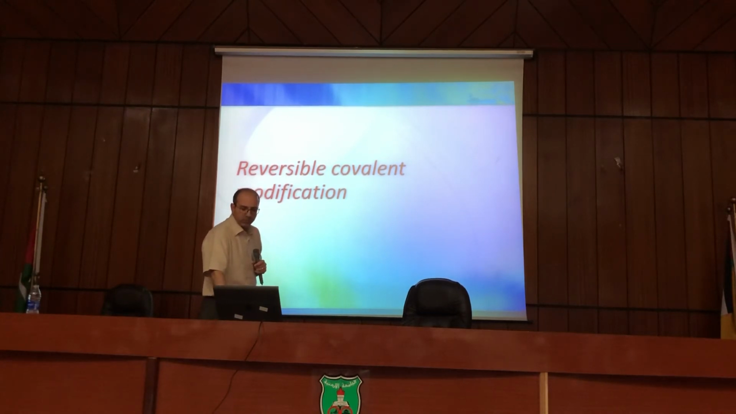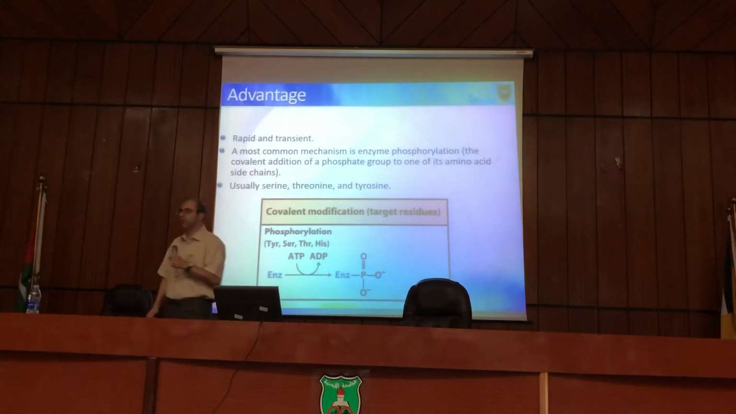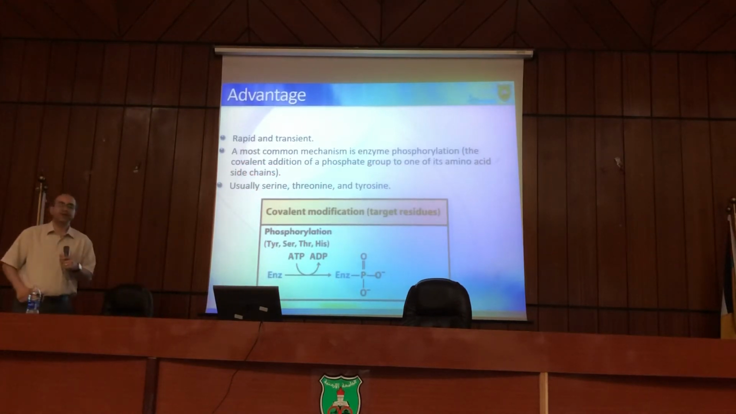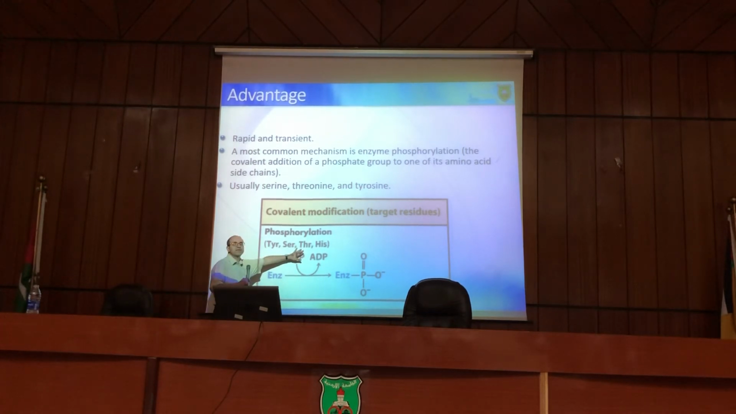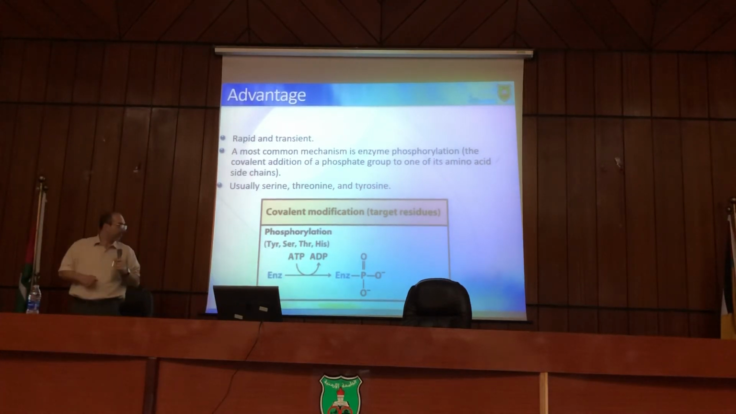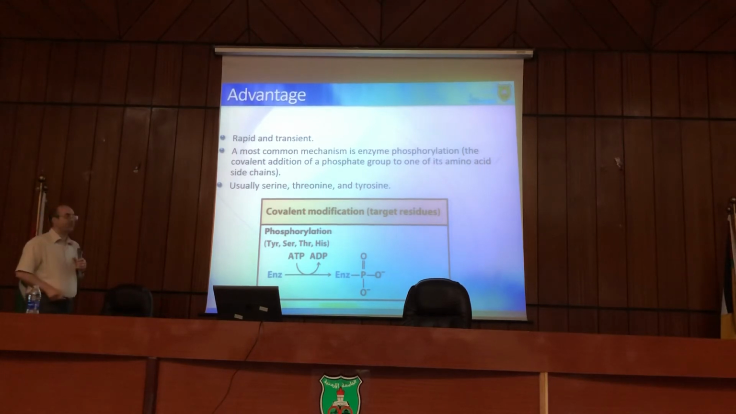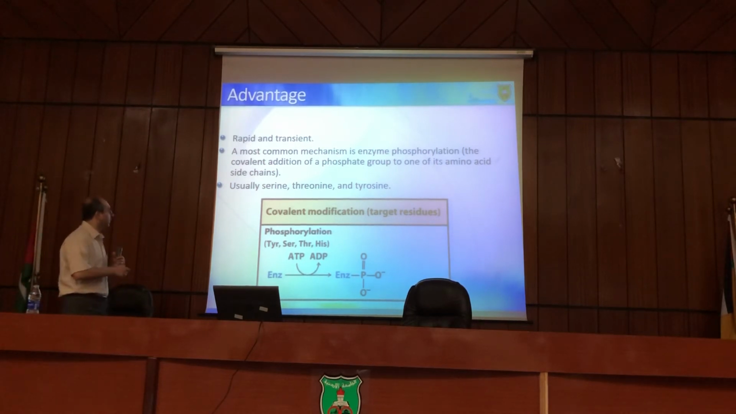Another mechanism of regulation of enzymes is covalently modifying enzymes. One of the most famous mechanisms of regulating enzymes is a process known as phosphorylation, that is, addition of a phosphate group to enzymes. These phosphate groups are usually added to these 3 amino acids: tyrosine, serine, and threonine. Forget about histidine. These 3 amino acids get phosphorylated, resulting in modulating the activity of enzymes.